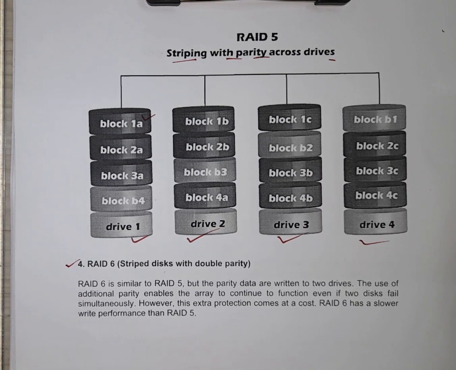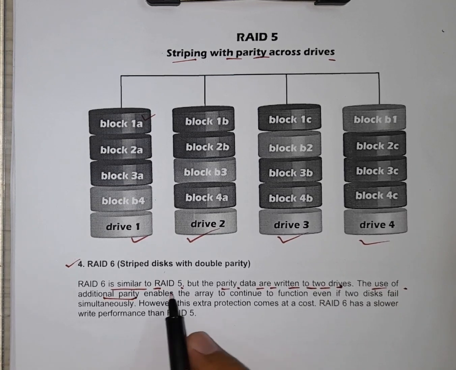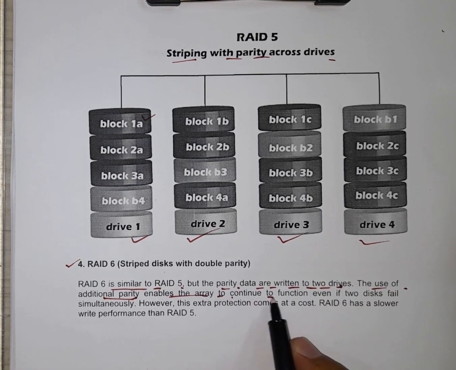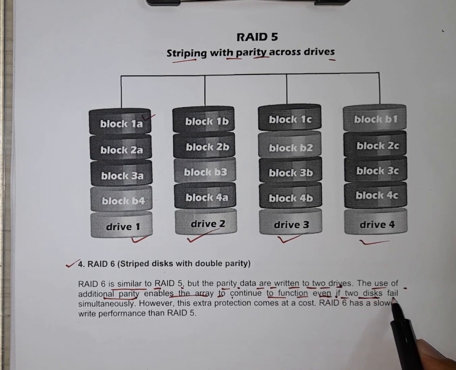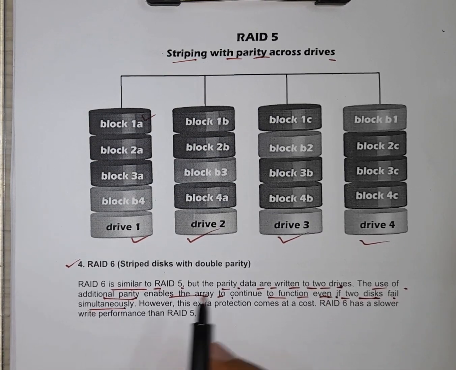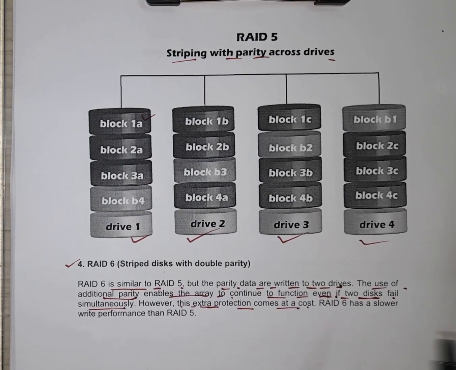Another one is RAID 6. What is RAID 6? RAID 6 is similar to RAID 5, but the parity data is written to two drives. The use of additional parity enables the array to continue to function even if two disks fail simultaneously. However, this extra protection comes at a cost. RAID 6 has slower write performance than RAID 5.